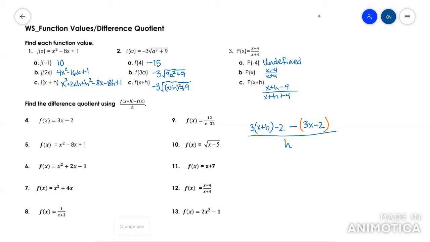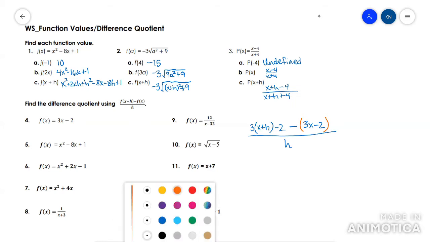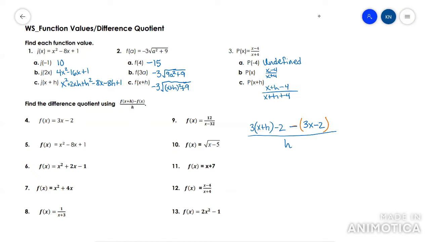Okay, now the reason the parentheses is so important is because this minus right here is really like a -1, and you're going to have to distribute it, and it's going to change those signs. So I'm going to go ahead and also distribute the 3 in front. So now it would look like this. 3x plus 3h minus 2 minus 3x plus 2 all over h.